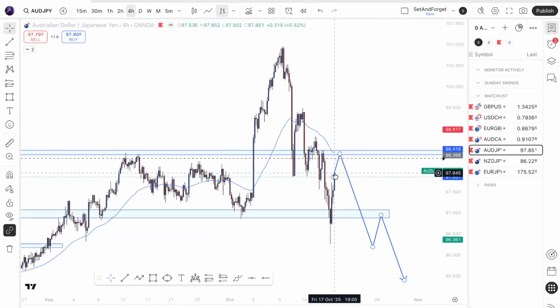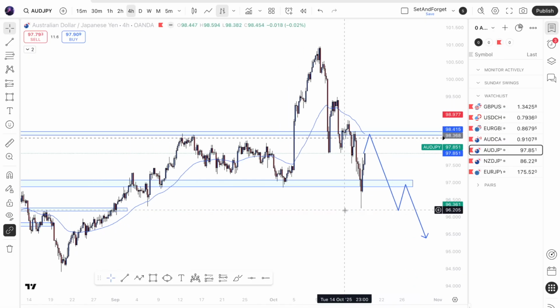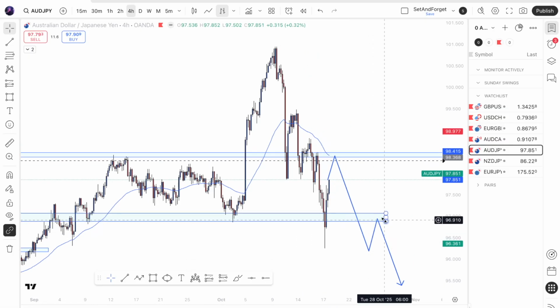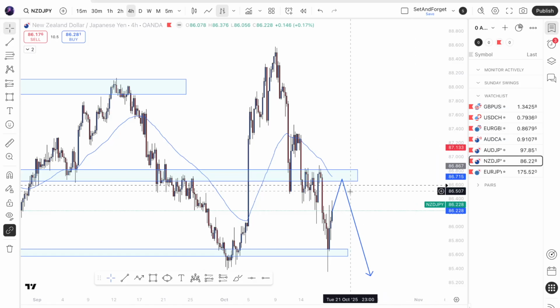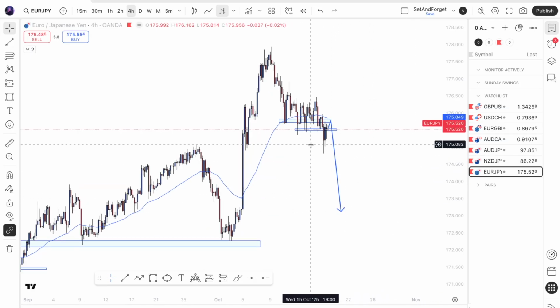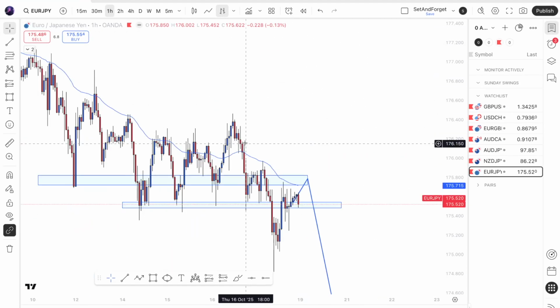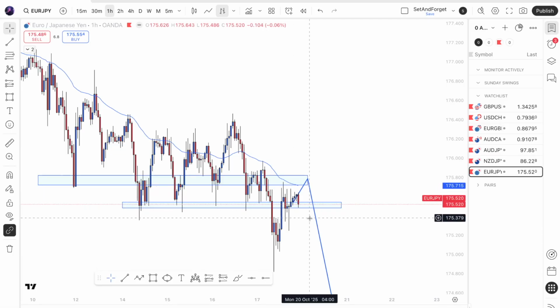AUD JPY, retest, and then the shift of structure and the engulfing at this level, or a break and retest below this level, but maybe this is not going to happen until next week. NZD JPY exactly the same, and Euro JPY on the lower time frames, retest, break below, retest, move to the downside.